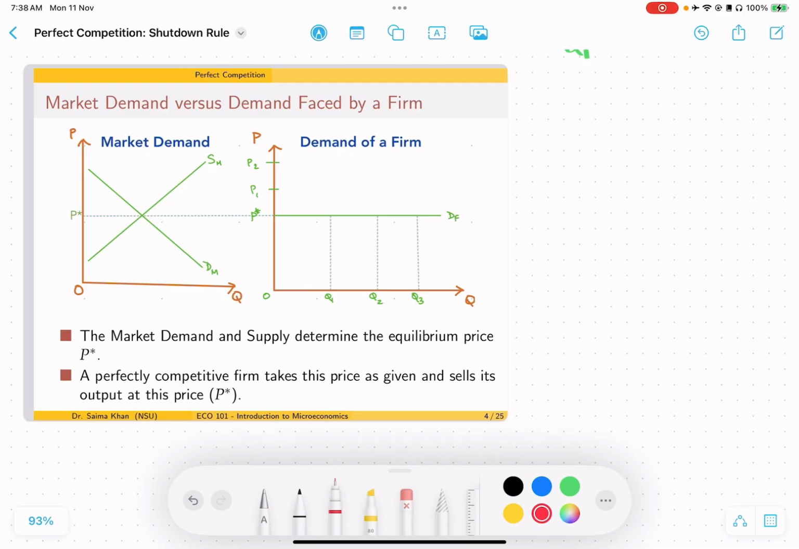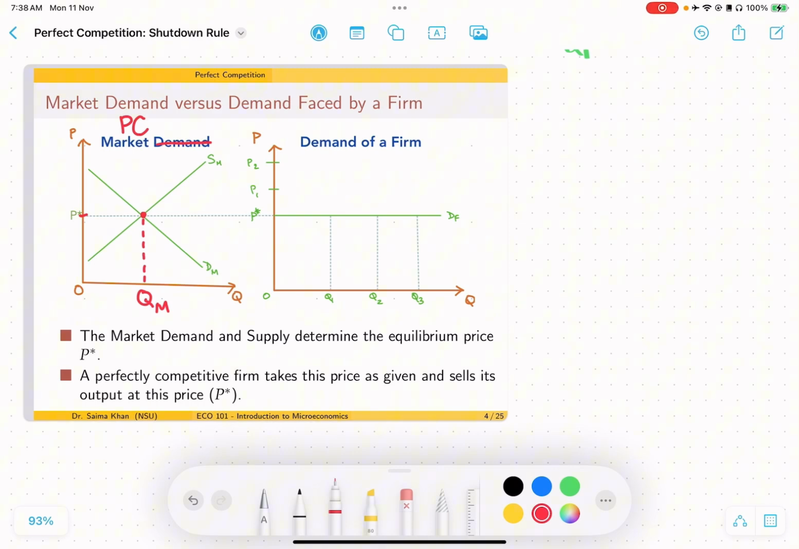In the previous video, we had learned that in the perfectly competitive market, the equilibrium price is determined. How? Wherever quantity demanded equals quantity supplied, that is the equilibrium price. And with that, we also get the equilibrium quantity, right? This is the total quantity that is being bought and sold in the market.